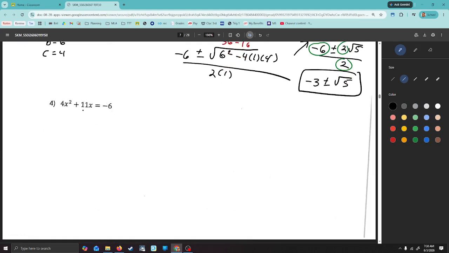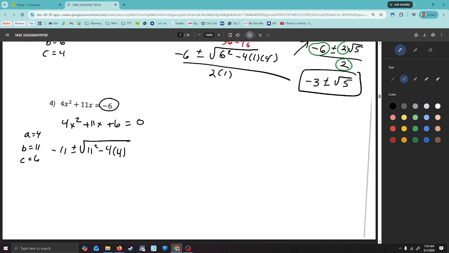All right, something like this. Again, it has to equal 0. It does not equal 0 yet. So I'm going to plus 6 on both sides. 4x squared plus 11x plus 6 equals 0. Now, my a is 4, my b is 11, my c is 6. I could plug it in. Negative 11 plus or minus the square root of 11 squared minus 4 times 4 times 6, all over 2 times 4.